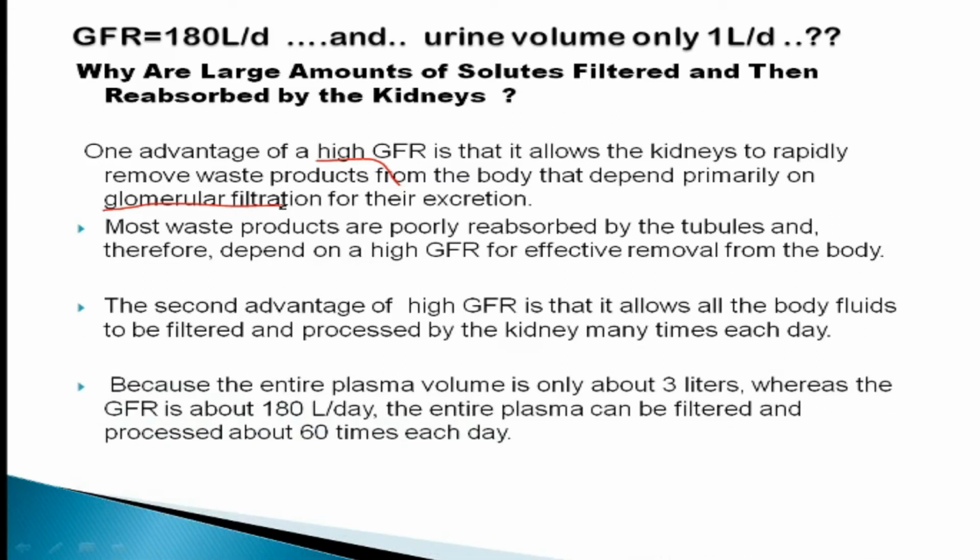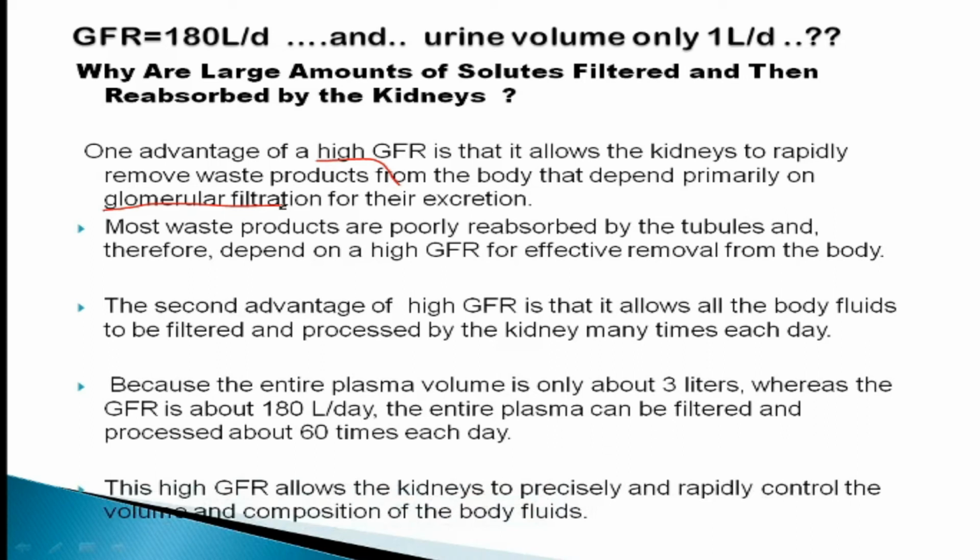So this shows that because the entire plasma volume is just 3 liters and GFR is about 180 liters per day, it's a simple calculation. We can analyze that the plasma is processed at least 60 times each day, like 60 into 3 gives 180. So this means that plasma is processed 60 times each day, thus clearing all the metabolic wastes from the blood. Such is the efficiency of our kidney in purifying the blood. So this helps in the composition control and control of the volume of the various body fluids.